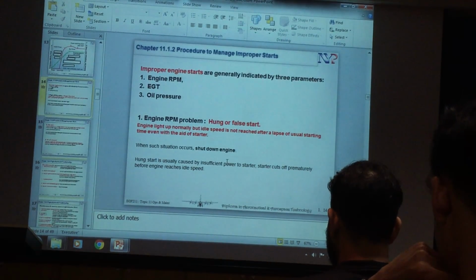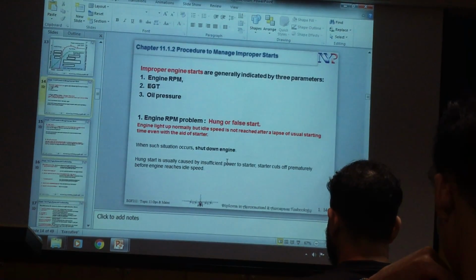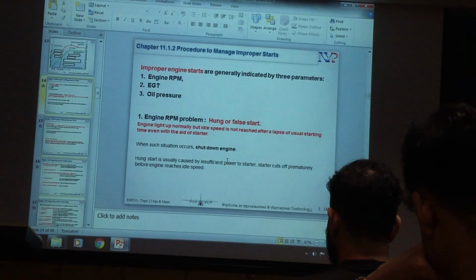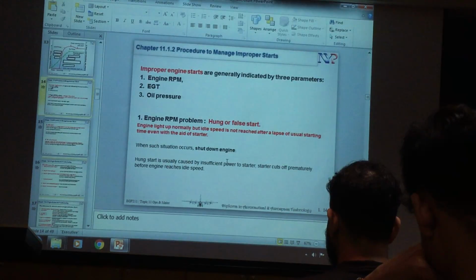The other one is FCU problem. Remember the start sequence, who controls it? FADEC, FADEC lah.